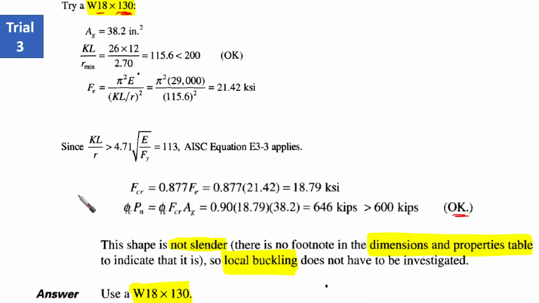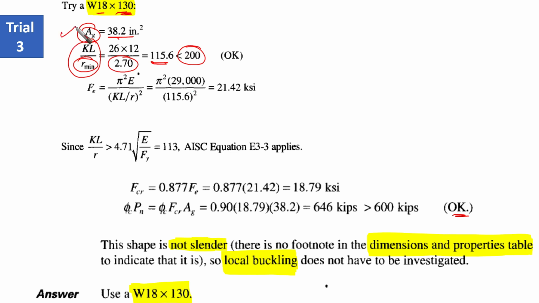W18 by 130. The same area gross from the dimension and properties table. Stop the video as I said and go and check what I am saying. KL over R minimum from the dimension and properties table. It is 115, less than 200. It's okay for stiffness requirement.